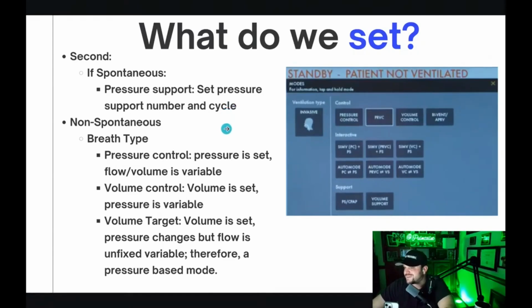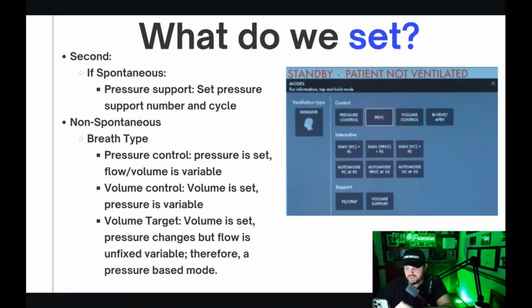If you're doing a non-spontaneous mode, it's like a control mode. So you're going to either set pressure control, PRVC, or volume control. Pressure control, the pressure is set, the volume is variable. So pressure is set, volume is variable. Volume control, the volume is set and the pressure is variable.